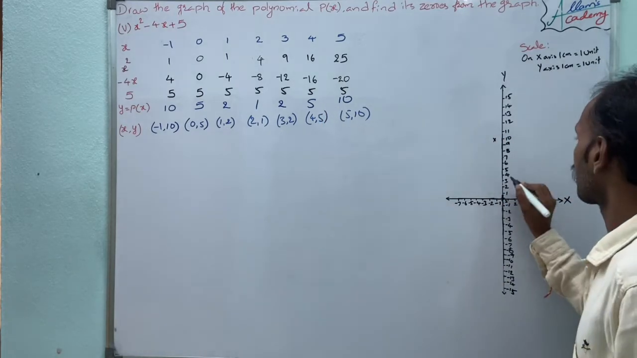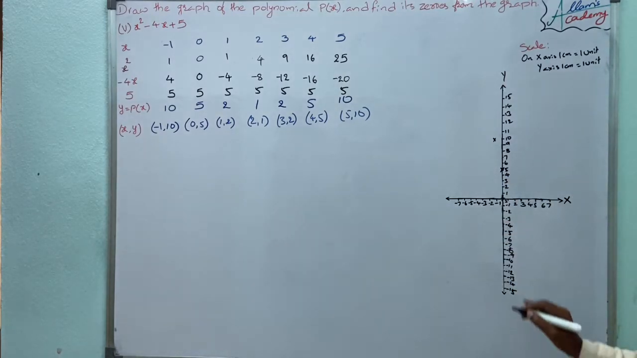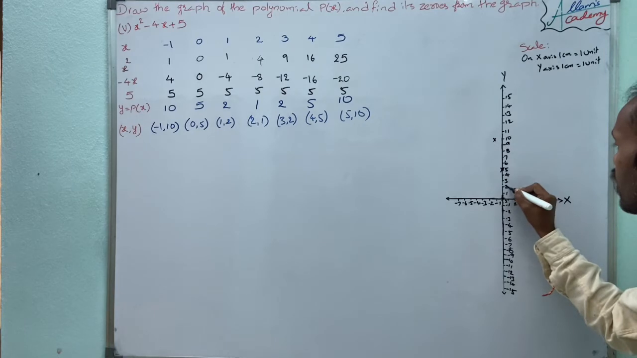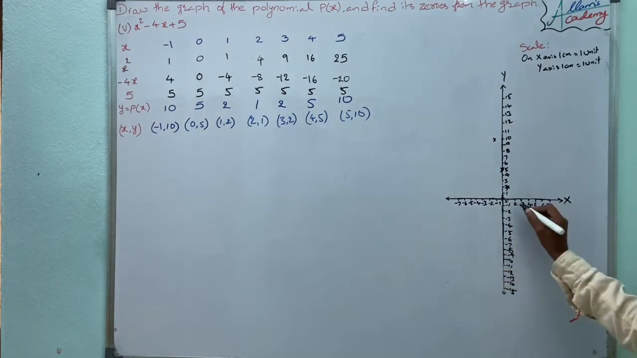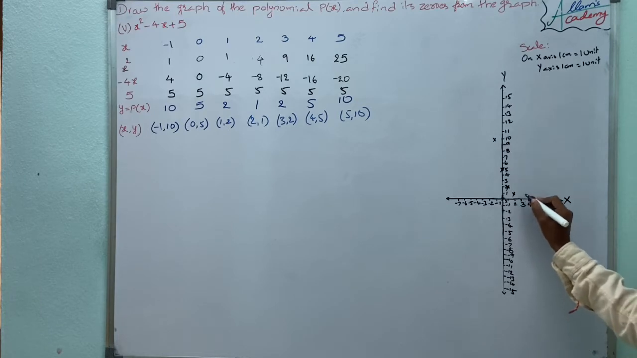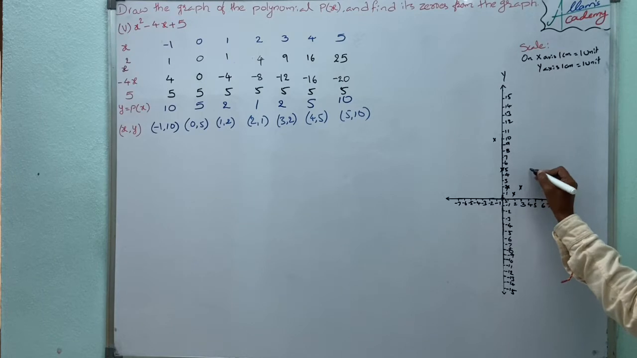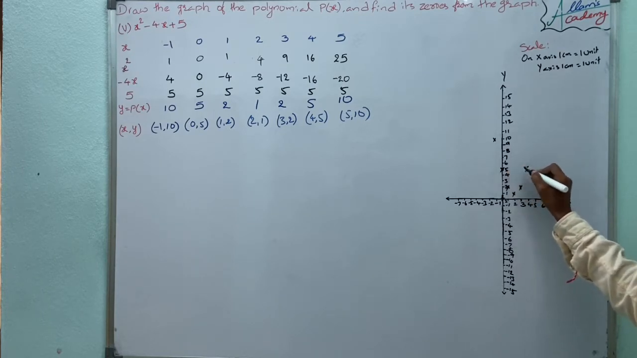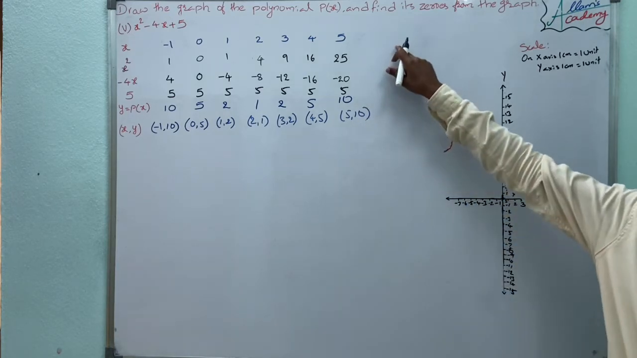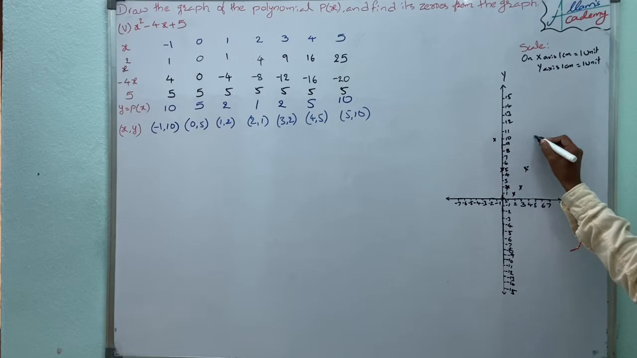Next 0, 5. Next 1, 2. Next 2, 1. 3, 2 and 4, 5: x axis 4 units, y axis 5 units distance. Next 5, 10. So x axis 5 units, y axis 10 units distance.